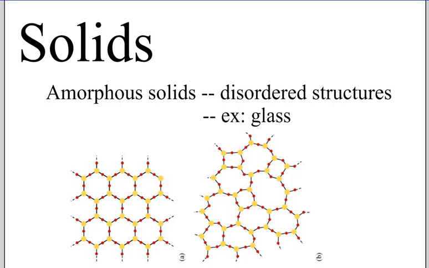Solids without an orderly structure, without a repeating pattern, a crystalline structure, are called amorphous solids. They have a lot of disorder in their structures. For example, glass. Glass is this picture B here.